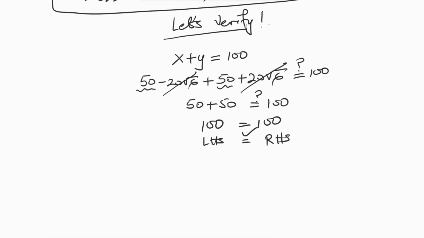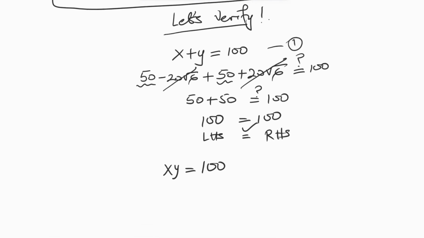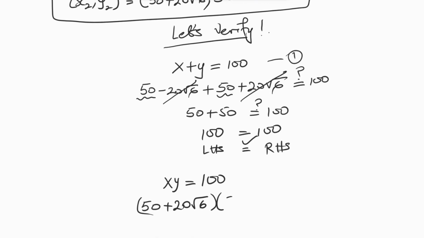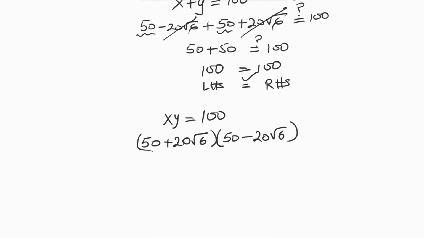And equation 2, this is equation 1. Equation 2 states that xy is equal to 100. We could use x2, y2 as well, it doesn't matter. So let's say x2 is 50 plus 20 root 6. And y2 is 50 minus 20 root 6. And we're trying to see if this will be equal to 100.